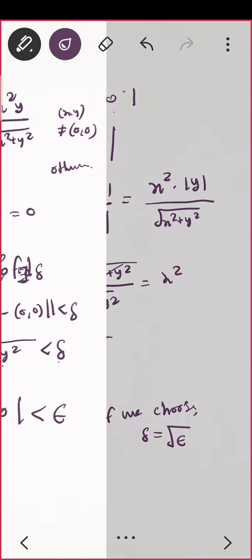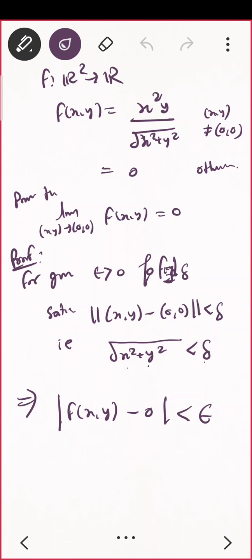Is the proof clear to you? Okay, I'll give some questions as homework to you. You guys try that. Prove using epsilon delta the limit.